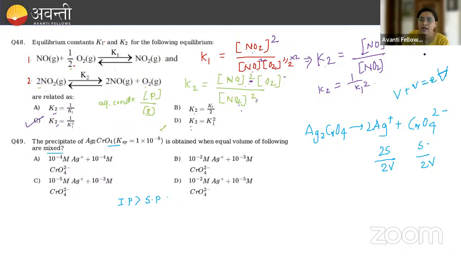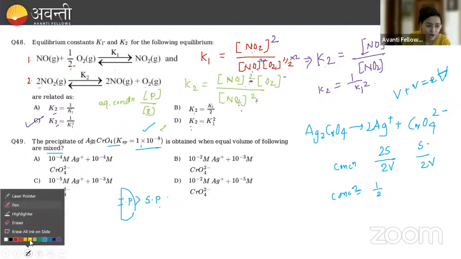So here we are going to divide the given concentration by 2. Whatever the concentration is given to us, we are going to divide it by 2, and we will determine the ionic product as well as compare with the solubility product, because the solubility product is given. If the ionic product is greater than the solubility product, then and only then will precipitation take place. So for all four options, we need to find out the ionic product. First of all, let's start with the first option, that is A.